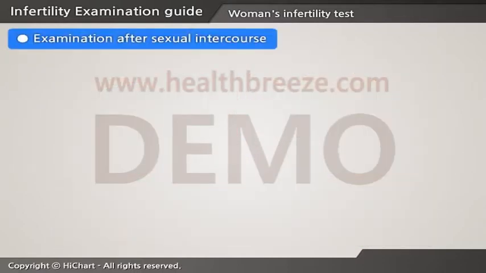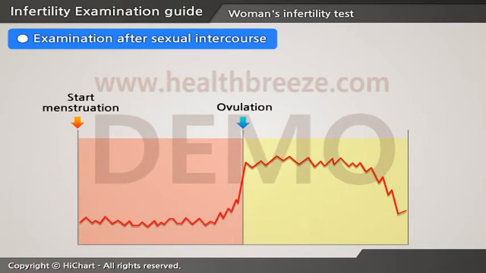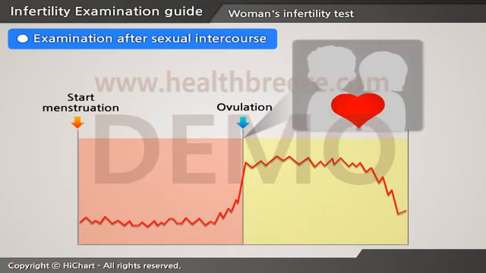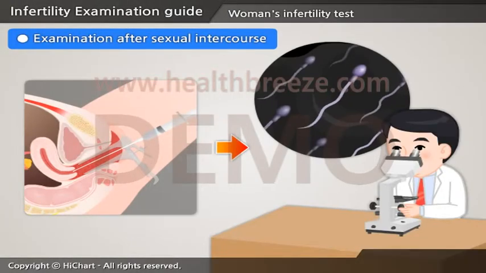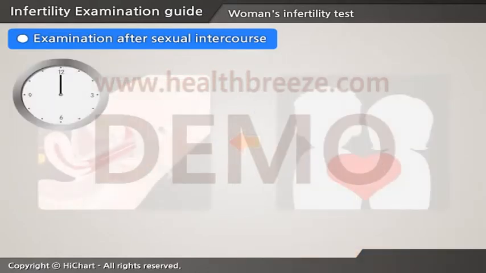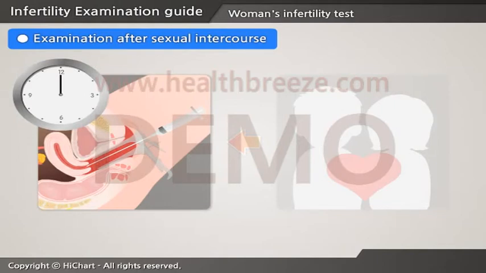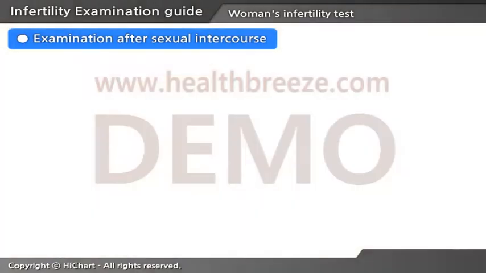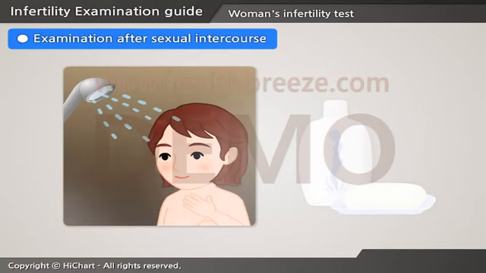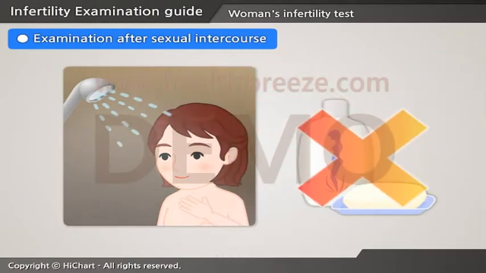Examination after sexual intercourse. After several days of abstinence, have sexual intercourse on the date of next ovulation, and suction the mucus of the uterus to check the sperm count and mobility of sperm in the mucus through microscopy. Examination after sexual intercourse requires mucus to be collected within 8 hours, so have sexual intercourse a day before visiting the hospital. It is fairly safe to take a shower after intercourse, but do not use soap or antiseptic solution to bathe one's private part.